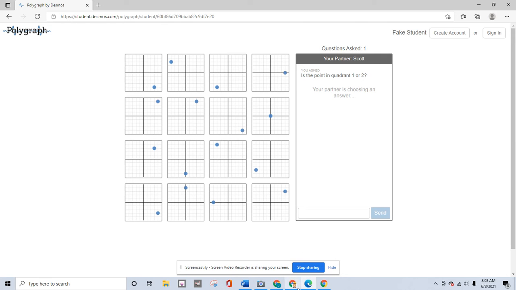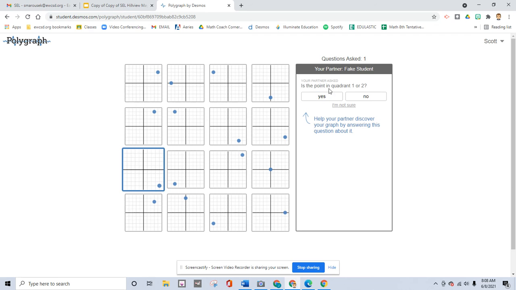So I'm going to go to the other student. Look at the question here. Is the point in quadrant 1 or 2? Yes or no? Well, it's down here. This is actually quadrant 4. Remember 1, 2, 3, 4. Don't forget that it goes counterclockwise, opposite of the clockwise idea. I'm going to say no. Now I'm going to go back.